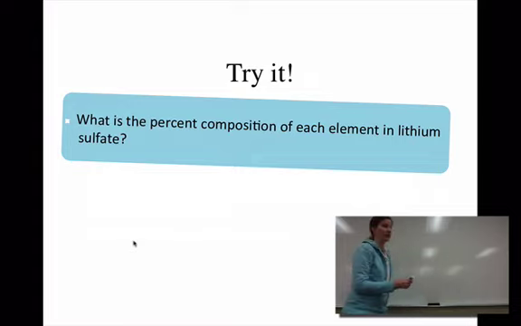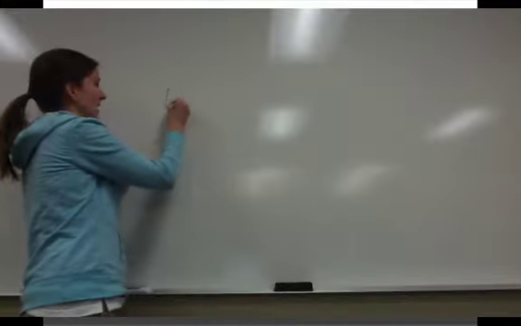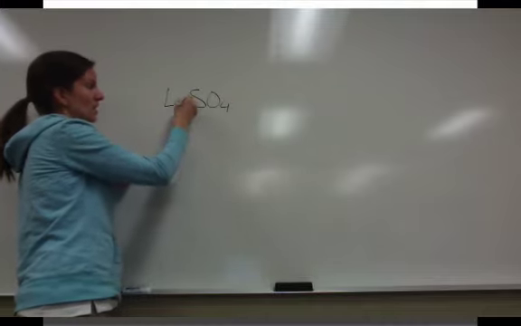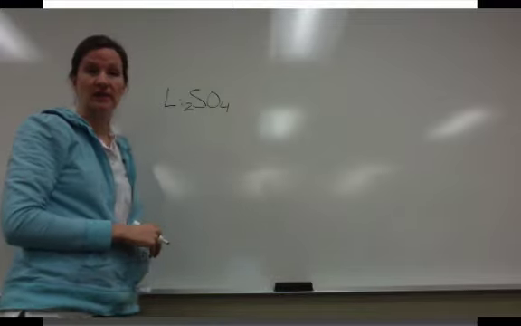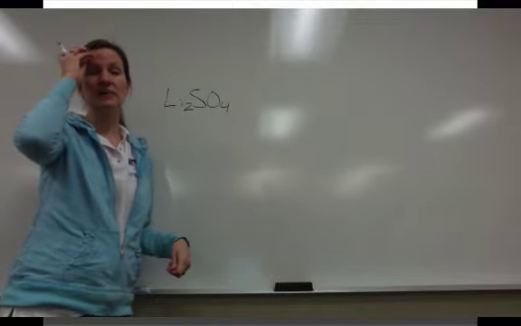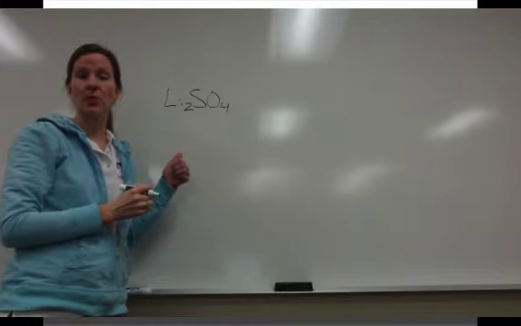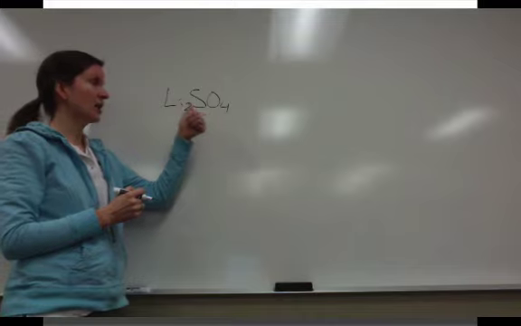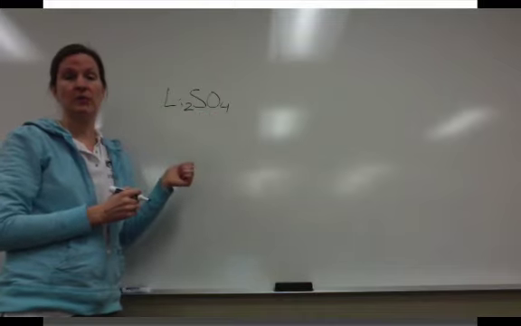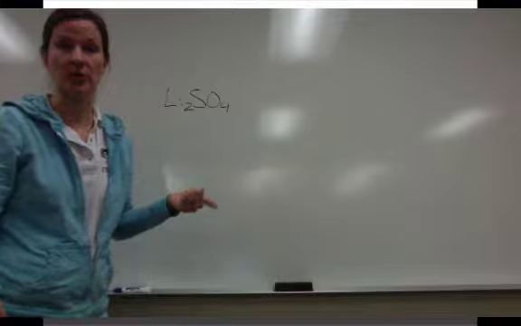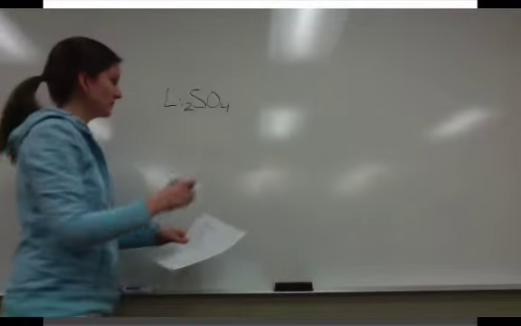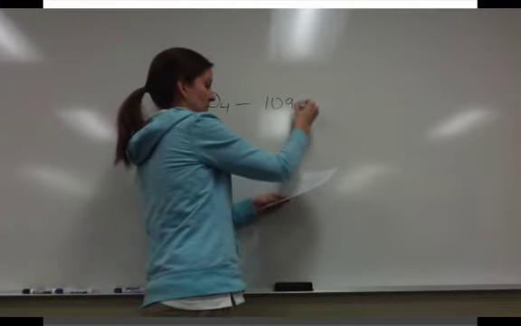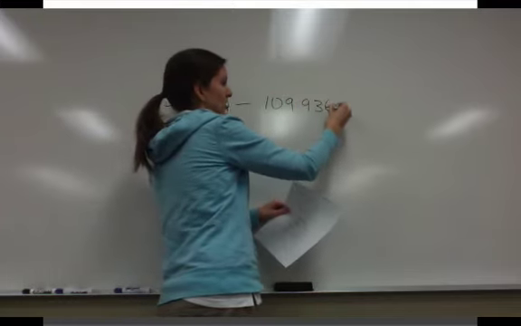Number one, we need a chemical formula. Okay, lithium sulfate, Li2SO4. This has a charge of 2, this is 1. So there's my neutral equation. To get the percent composition, step 1 is determine the molar mass. So you take 2 times the mass of lithium plus sulfur plus oxygen to get your overall molar mass of this compound, and that will be your total. If we add them up, the molar mass is 109.936 grams.